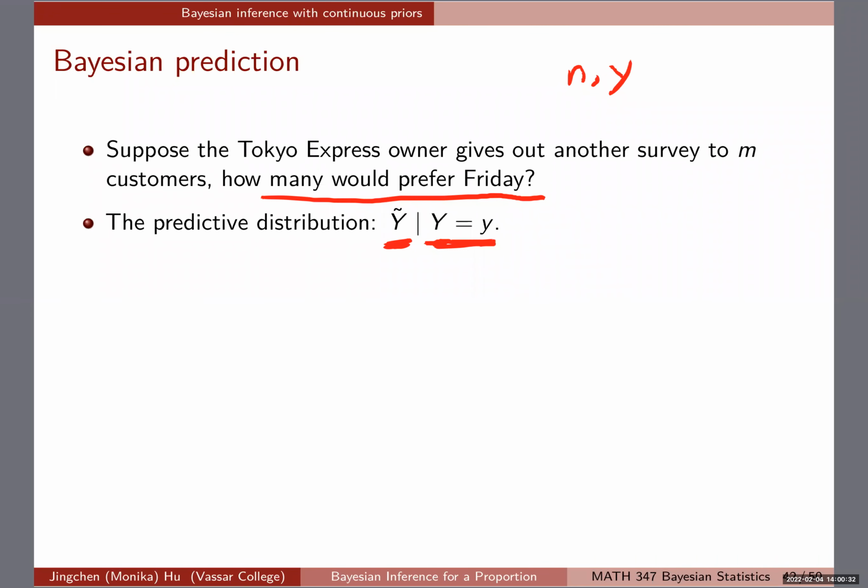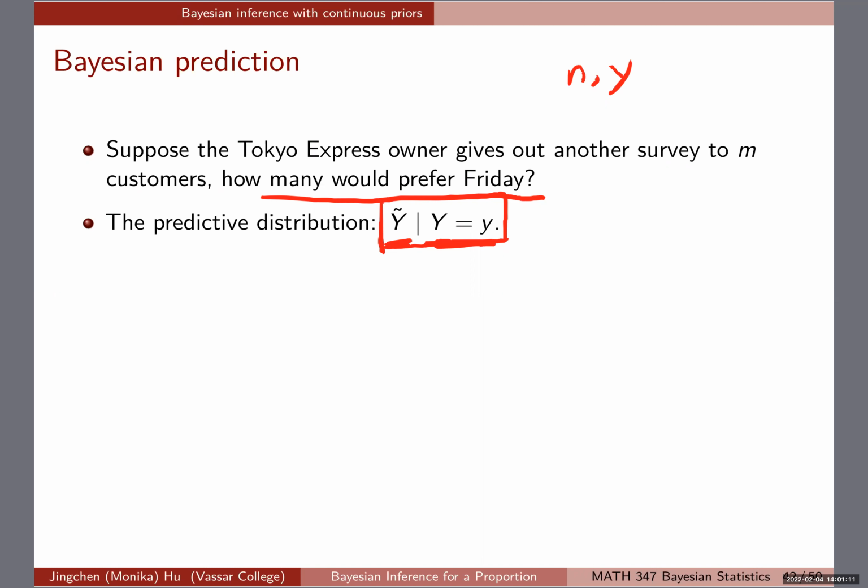So the predictive distribution, as you can see over here, is that we're looking at a predicted distribution of the Y tilde, the predicted value, given the actual value that you have in your data sample in the first place. You can think about this story as the owner gave a survey before to N customers, and little y number of them responded yes to Friday. And now this owner gives another survey, the same survey, but to another N customers. We want to predict how many out of them are going to prefer Friday as well.